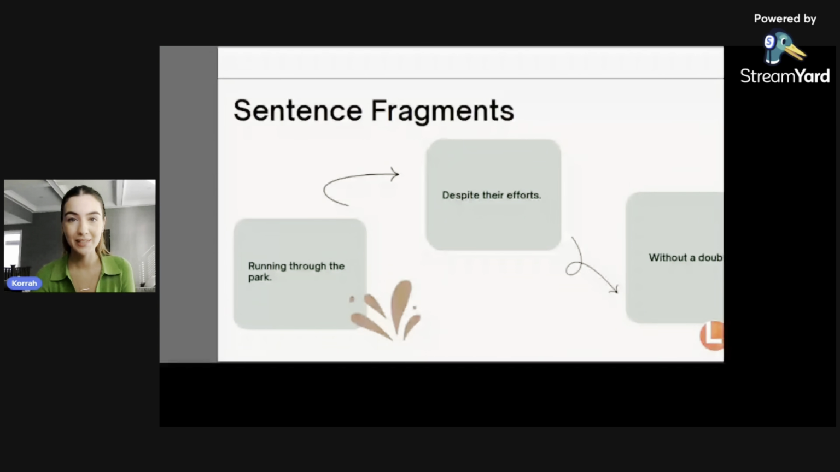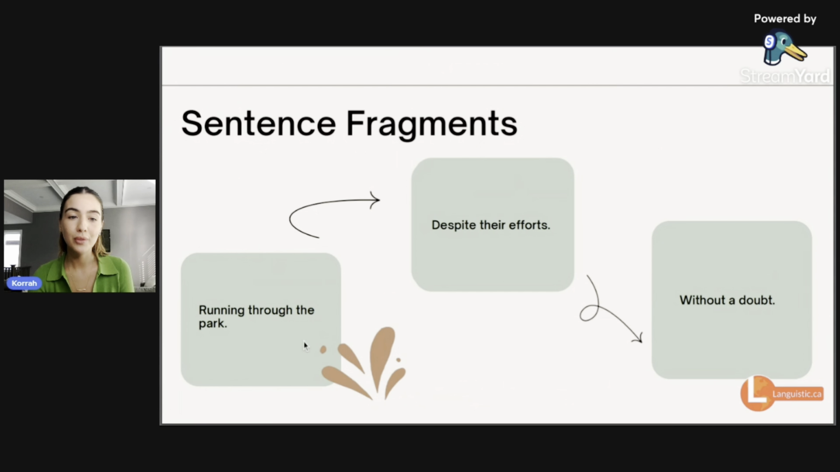Let's take a look at some sentence fragments. Running through the park. We are missing something. Can you tell what we're missing? We're missing a subject. We don't know who or what is running through the park. So we can't get an entire idea of this sentence. Let's take a look at the second one. Despite their efforts. Again, there, who is there? And what, despite their efforts, what happened? We don't know. In the last one, we have without a doubt. Well, we can say without a doubt, but we need to have something after that because we don't know where it's going. So let's try to fix these sentences.